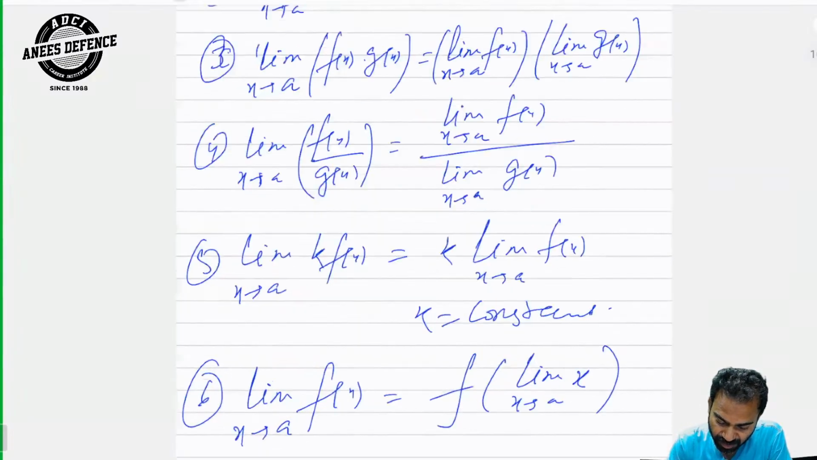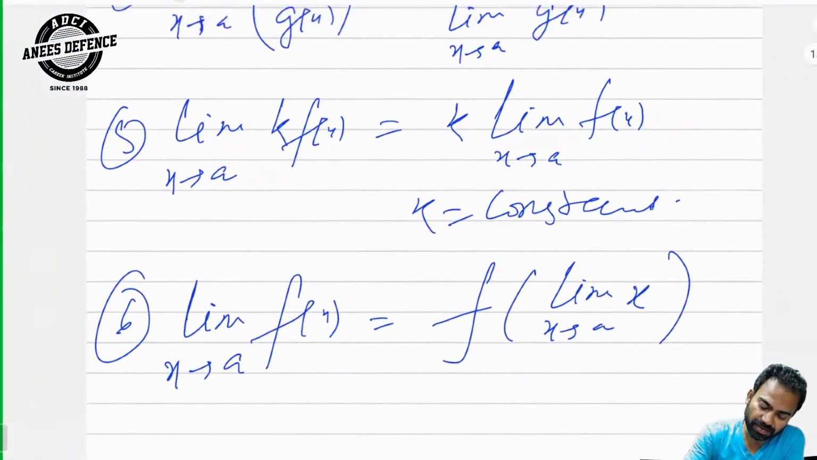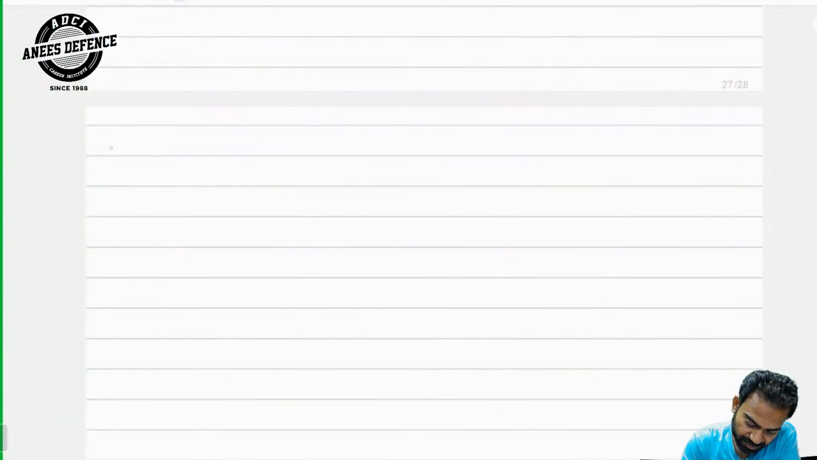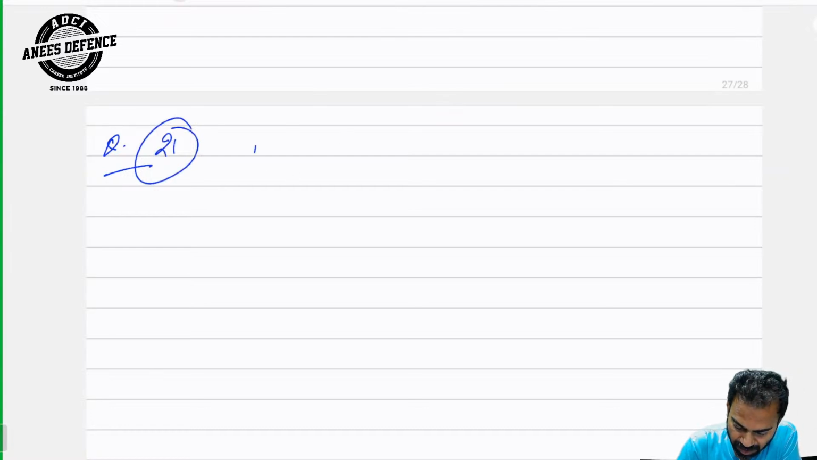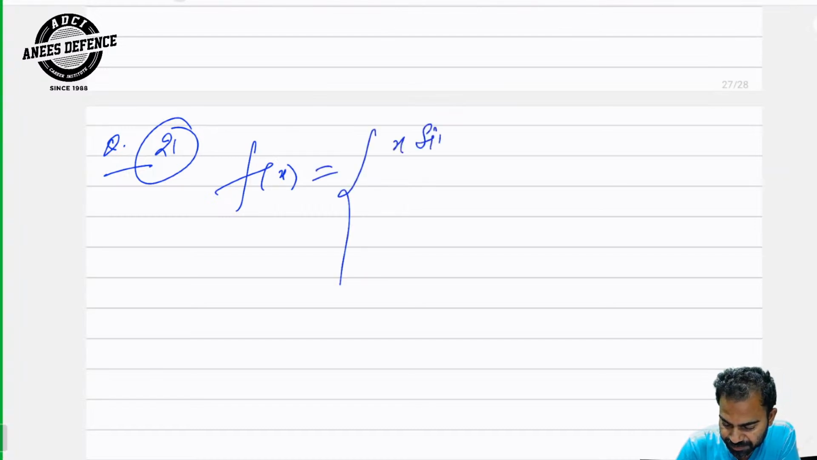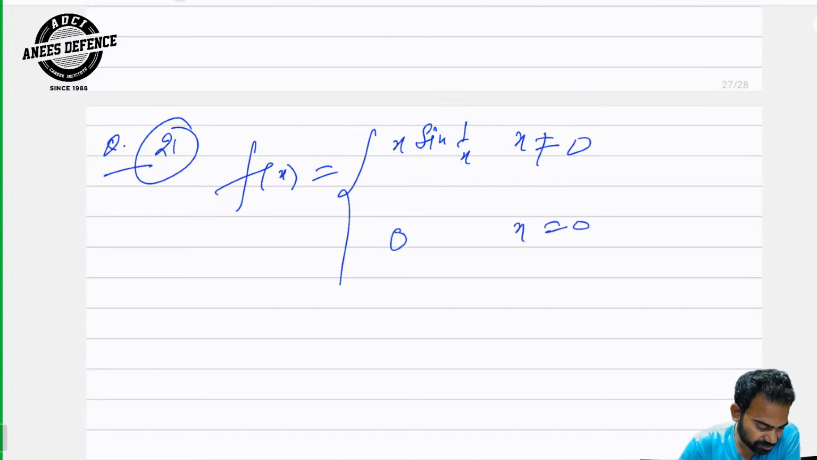Okay. Now I will start the questions. Question number 21. f of x has two definitions. One definition is x into sine 1 by x if x is not equal to 0, and 0 if x equals 0.